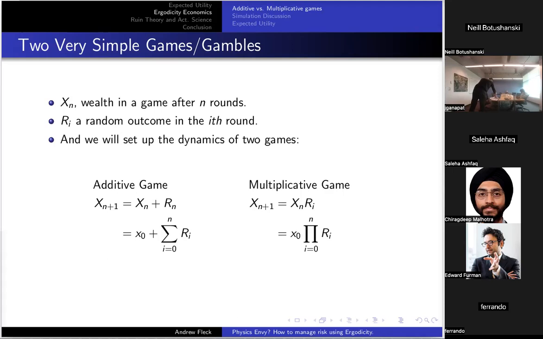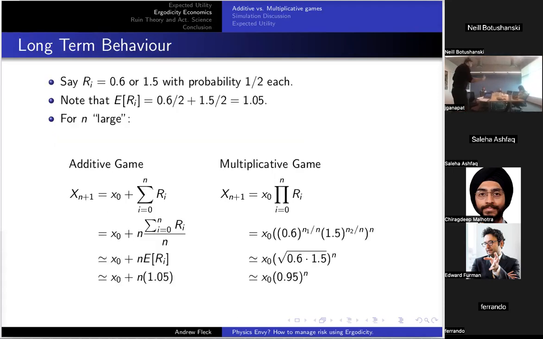And what we want to do is ask the question, what is the long-term behavior of our wealth under these dynamics? Okay, so let's say R is something very simple. It's either 0.6 or 1.5 with probability half each, right? So the expected value is 1.05. So in the multiplicative game, it's like a 5% return. That's typical for a bond or whatever.